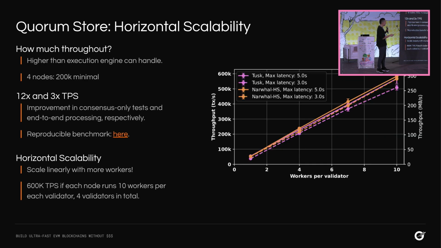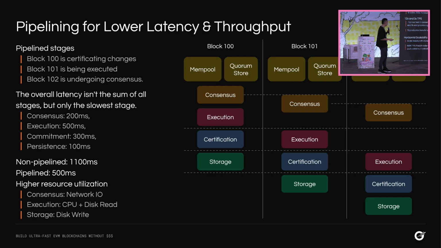Even more surprisingly, this mechanism, even being very simple, can be horizontally scaled, meaning you can have as much TPS as you want. This is a diagram we also got from the Narwhal paper: with more workers per validator, your TPS can reach a very, very high level. On the right-hand side, you can see that with 10 workers per validator, if you are running Narwhal with HotStuff, you can have, I think, around 600K TPS.